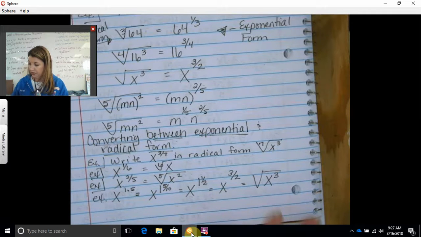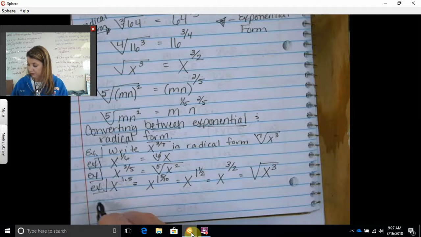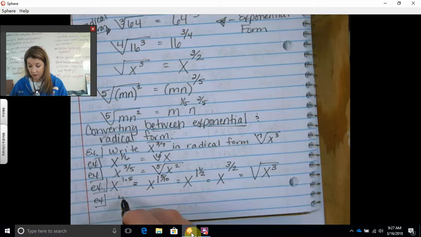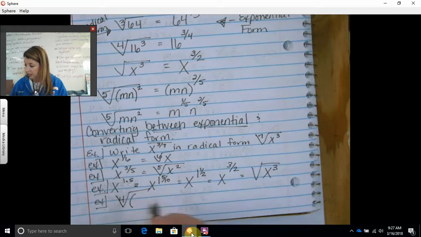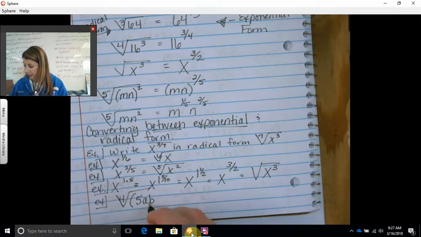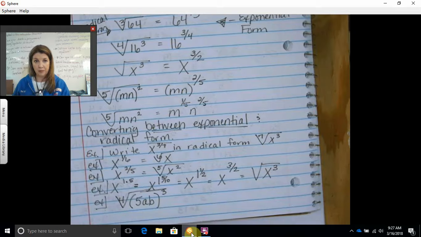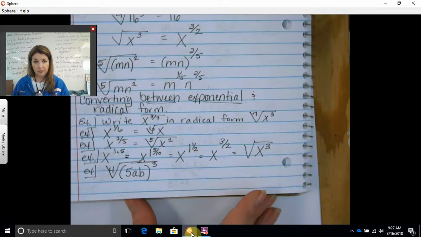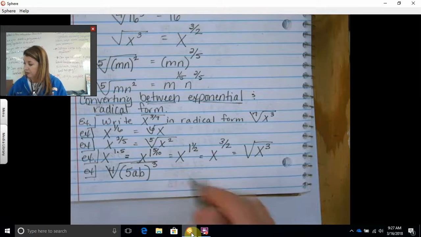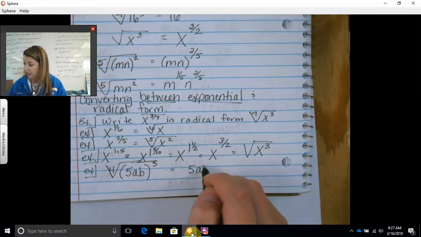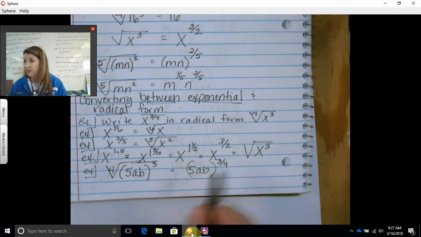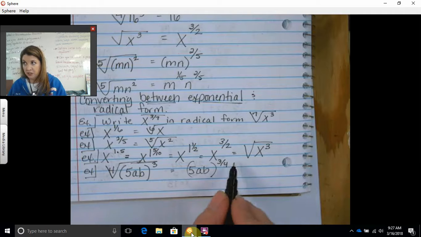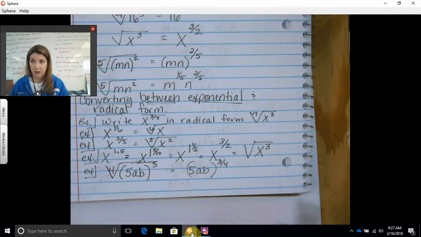All right, I have 2 more of these. Let's do the 4th root of, open parentheses, 5ab quantity raised to the 3rd power. Do I need parentheses around the 5ab? Yeah. Raised to the 3/4. So 5 is raised to the 3/4 power, a is raised to the 3/4 power, and b is raised to the 3/4 power.